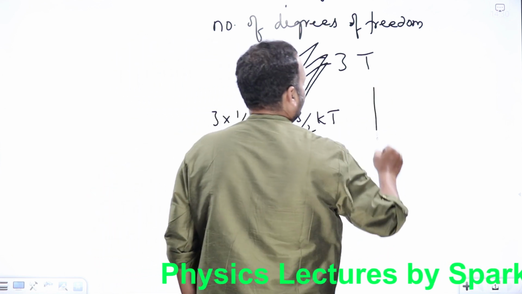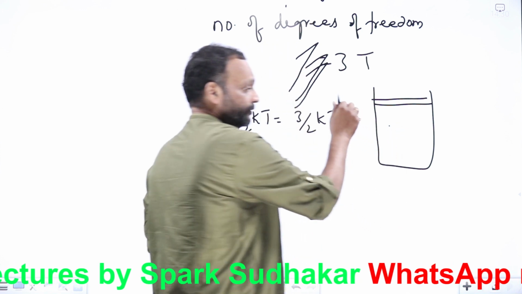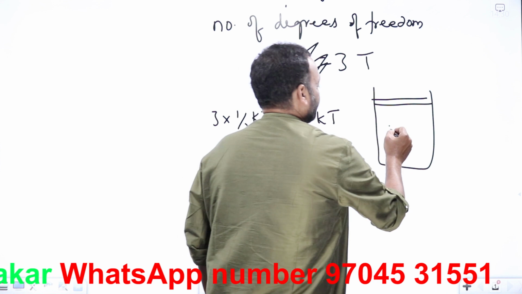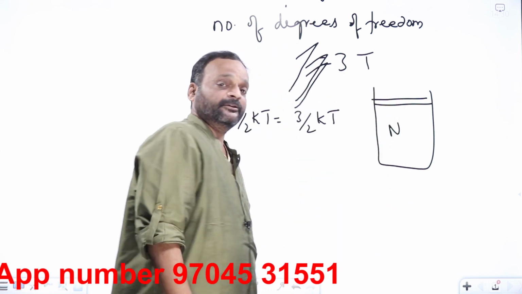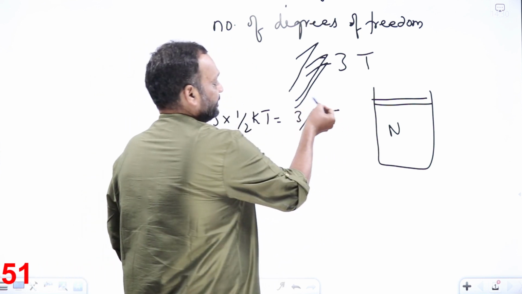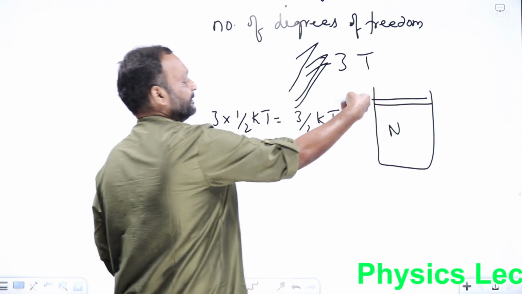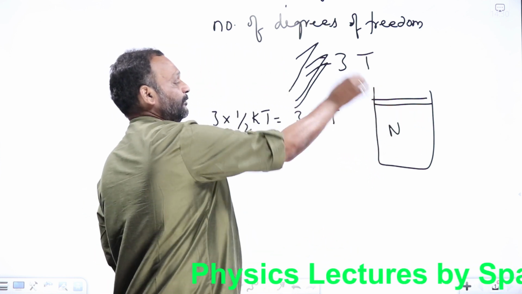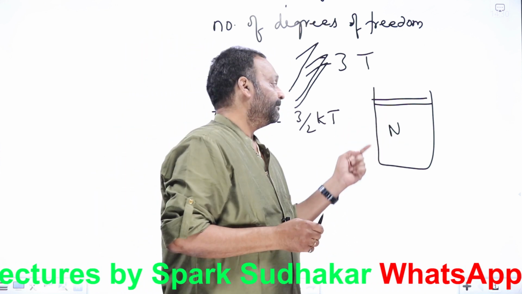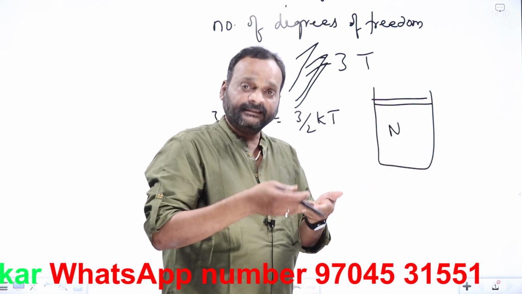1 mole of any gas contains Avogadro number of atoms. Avogadro number, 6.023 into 10 to the power 23 atoms per gram mole, is usually denoted by N. So for each molecule, this is the average energy. So for N molecules, for the entire gram mole of gas, what is the total energy of 1 gram mole of gas? That is kinetic energy. The total kinetic energy of all the molecules in 1 mole of gas is nothing but internal energy.